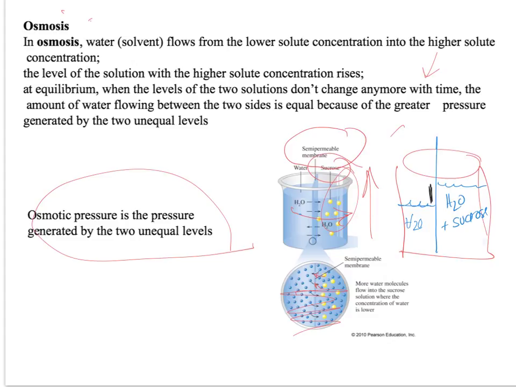That's what this is talking about. Okay, water would rush over to the other side because the sucrose is over there and it's trying to even it out in terms of concentration. And it's able to do that because of the semi-permeable membrane. But what, of course, that would do is increase the amount of water on the right-hand side and that level would rise. There's a pressure that's generated from the two unequal levels and that's considered osmotic pressure.